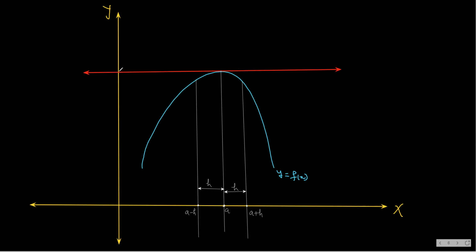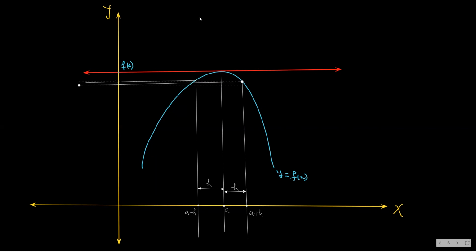What is that value here? It is f of a. So this point is f of a. Just before a, at a distance of h, the function has a value which is f of a minus h. Remember students, this is f of a minus h, and on this side it is f of a plus h.